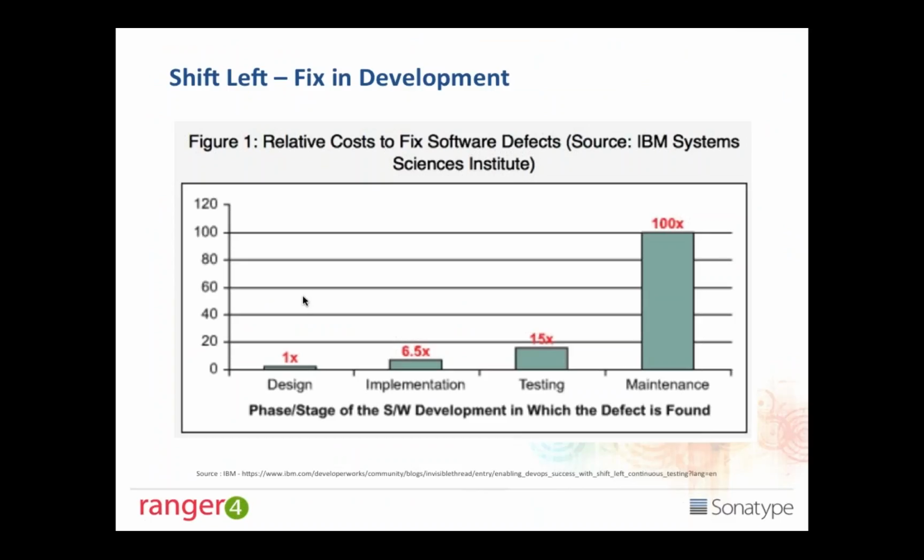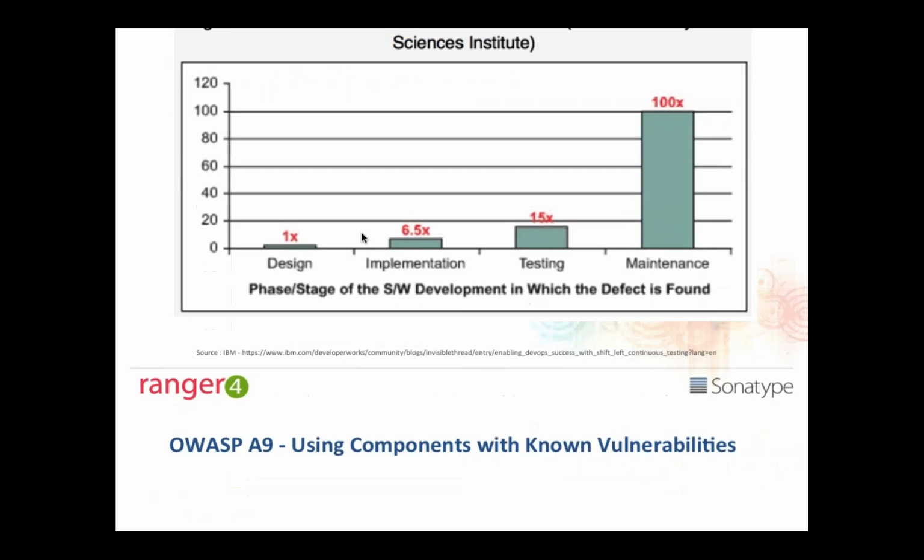This is a chart from IBM. So IBM say that actually it's 100 times more costly to fix a problem when it's in maintenance mode as opposed to when it is at the start of the process. Gartner, I'd say it's 30 times more expensive to fix in production than in development. Certainly it's at least an order of magnitude more expensive.